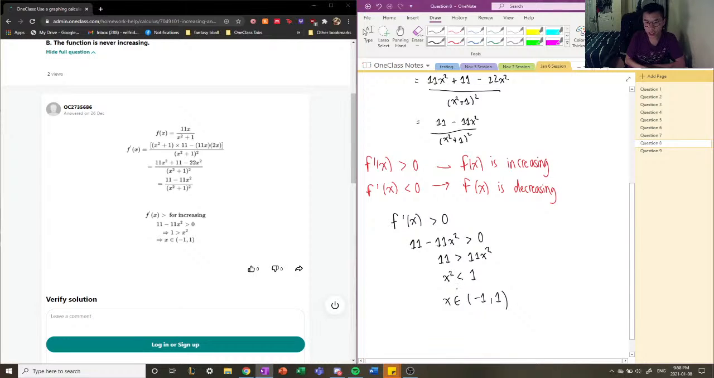Okay, so how did I get this from this, right? So we know that this is positive when x squared is less than 1. So whenever x squared is less than 1, we have that 11 minus 11x squared is greater than 0, right? So we want to find all values of x that makes x squared less than 1.